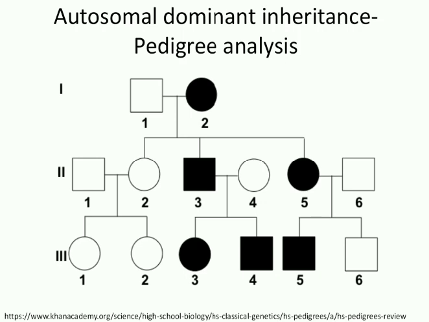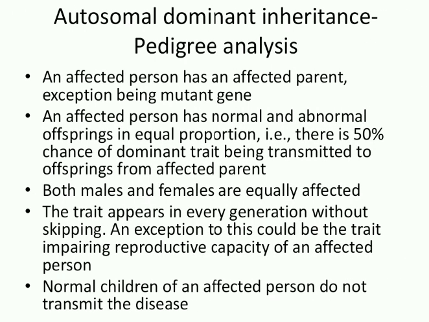Okay, let me again say the inferences. An affected person has an affected parent. An affected person has normal and abnormal offspring in equal proportion. Both males and females are equally affected. The trait appears in every generation without skipping. Normal children of an affected person don't transmit the disease. So you have to infer these things from the pedigree. Then you can very well say that it is an autosomal dominant trait.